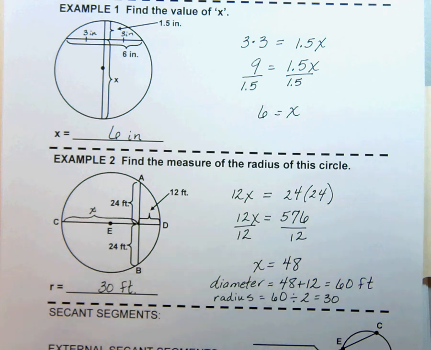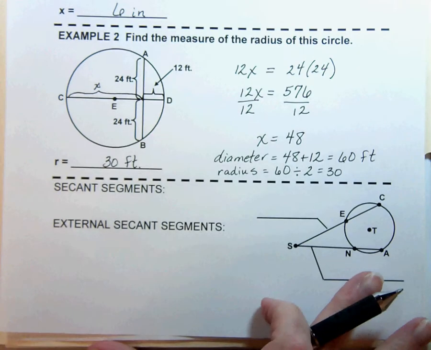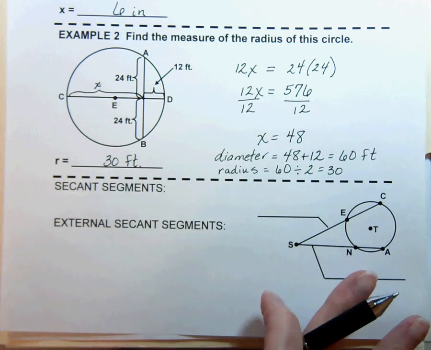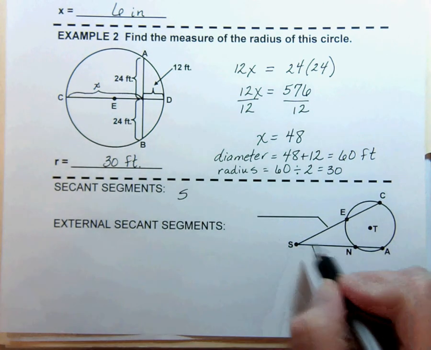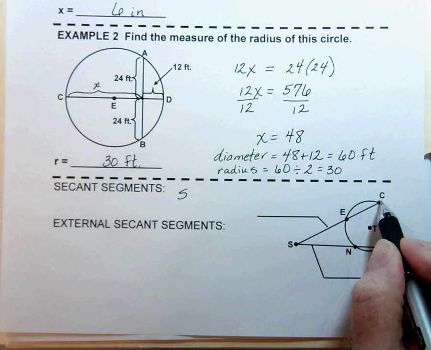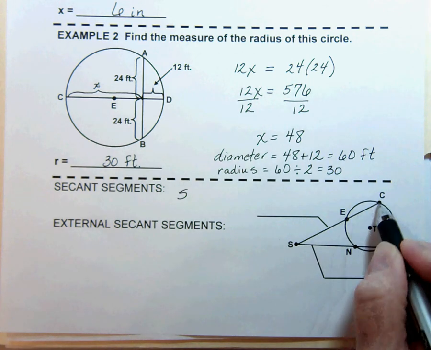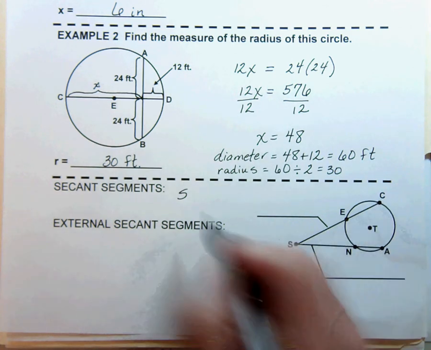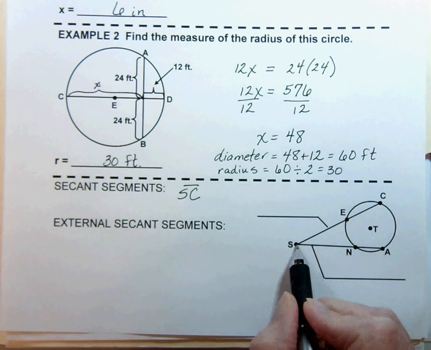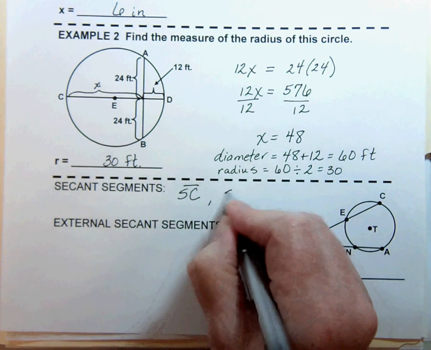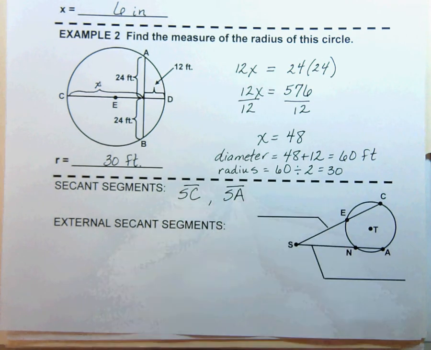Alright, we're going to get into secants, the secant segments for this picture. Let me move that up. For this picture, there are two secants. A secant, remember, is something that goes through and hits the circle twice. So SC is a segment that's a secant segment. The other one here is SA. Those are the two secants.